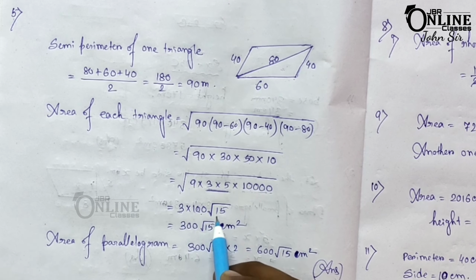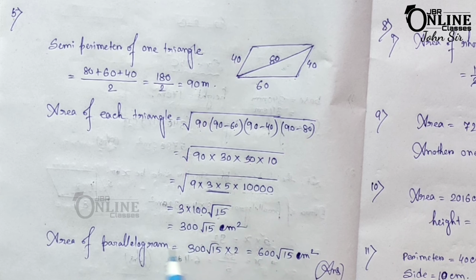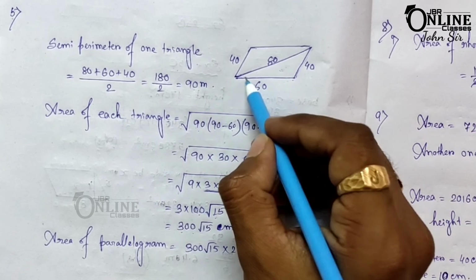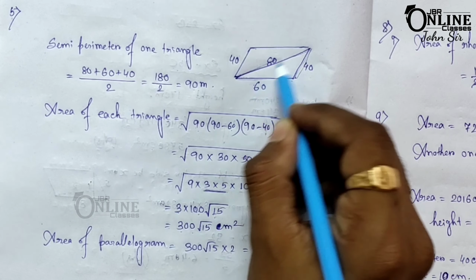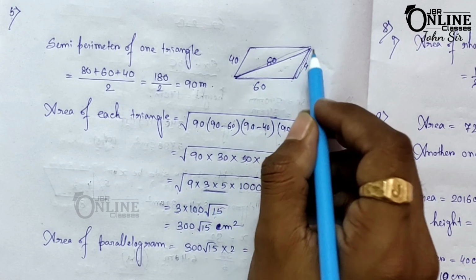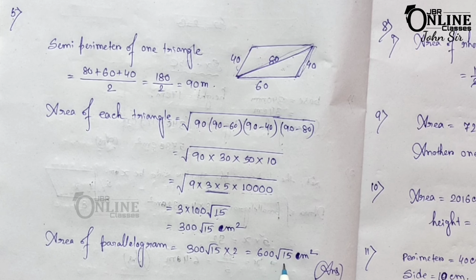Now root 15 will remain, as 15 is not a perfect square. So 3 into 100 is 300 root 15. So 300 root 15 is the area of that portion. Now if you multiply by 2, then you will get the full area. So 300 into 2 becomes 600 root 15 meter square.